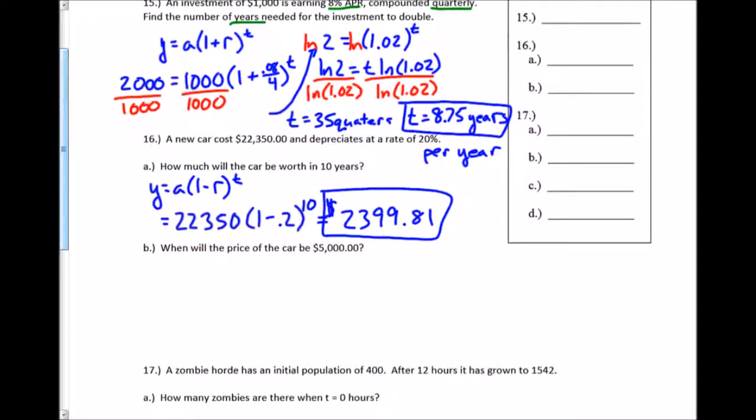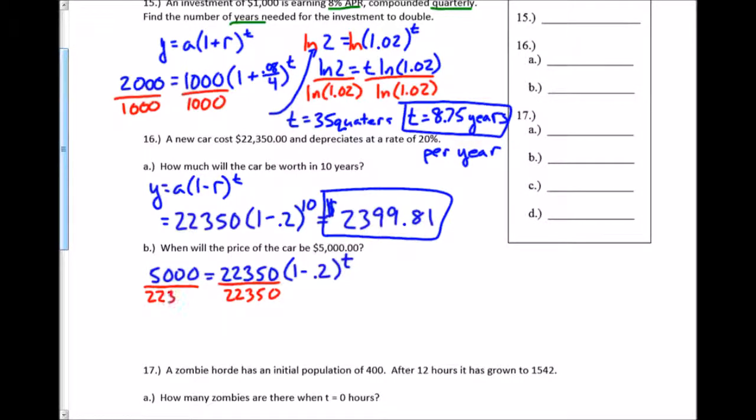And then I ask the question, when will the price of the car be $5,000? So this time I still have the same initial amount, and I still have the same percentage in here. But now I'm looking for time, and I want to know when this thing is going to equal the 5,000. All right? So now I'm going to divide each side by the 22,350.